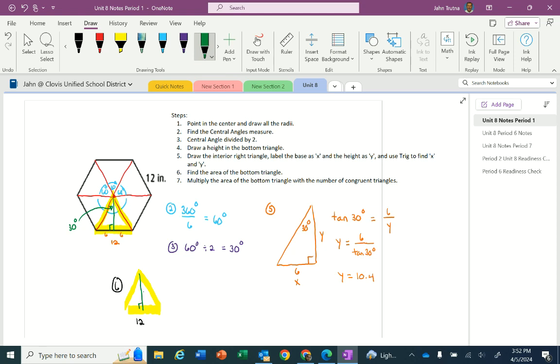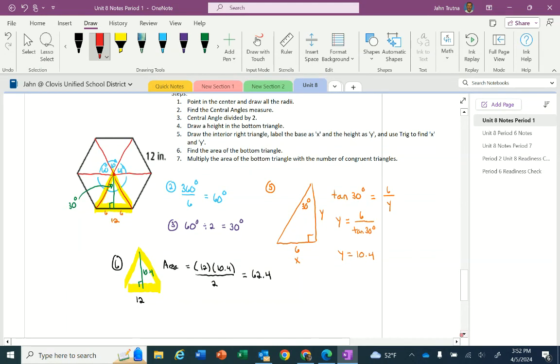That's Y, that's 10.4. All right, so that means to find the area, I'm going to take the base, which is 12. I'm going to multiply it with the height, which is 10.4, and then I divide by 2. Remember, to find the area of a triangle, base times height divided by 2. Multiply it out there, people. 12 times 10.4, press equals, divided by 2. 62.4. So the area of my bottom triangle is 62.4, and that leads me to step 7.